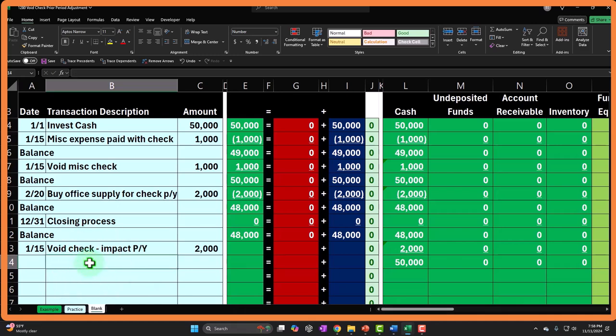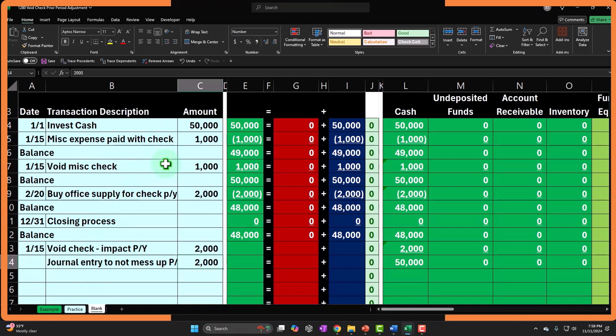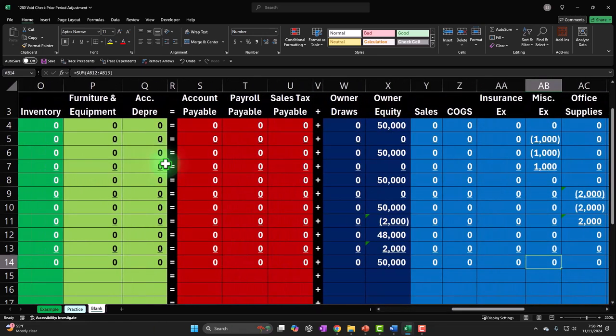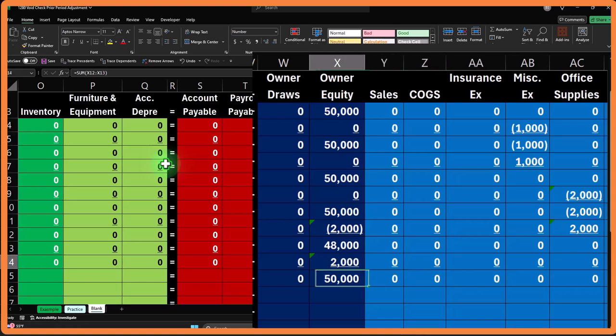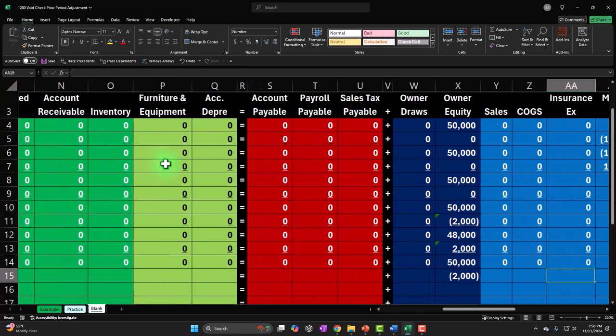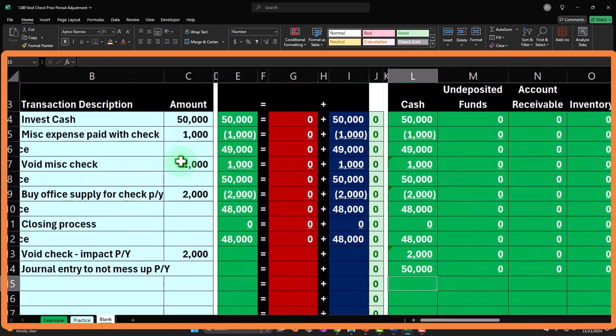So we could do a journal entry, so as to not mess up the prior year. What I'm going to do is let the software just remove it like that. Let's just keep the same number. I'm going to let the software remove it, but then I'm going to put it back on the books here and reverse that transaction. So I'll say 2000 is going to reverse it, and we'll put it back in the cash of the 2000.